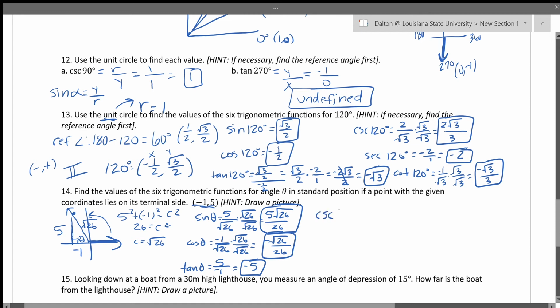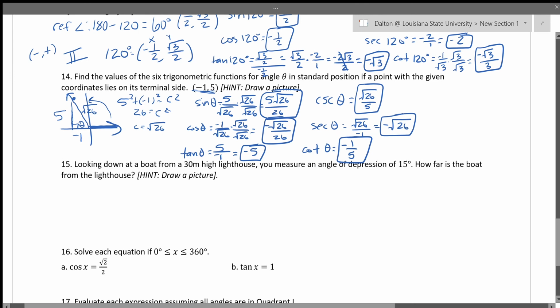So cosecant of theta is going to be the reciprocal. Again, don't do the reciprocal of your answer, because then you're going to have a radical in the denominator. So go back to that original ratio and flip that one. So the cosecant is just going to be the square root of 26 over 5. The secant is just going to be the square root of 26 over negative 1, which can simplify to be negative square root of 26. And then the cotangent is going to be the reciprocal of negative 5, which is just going to be negative 1/5.